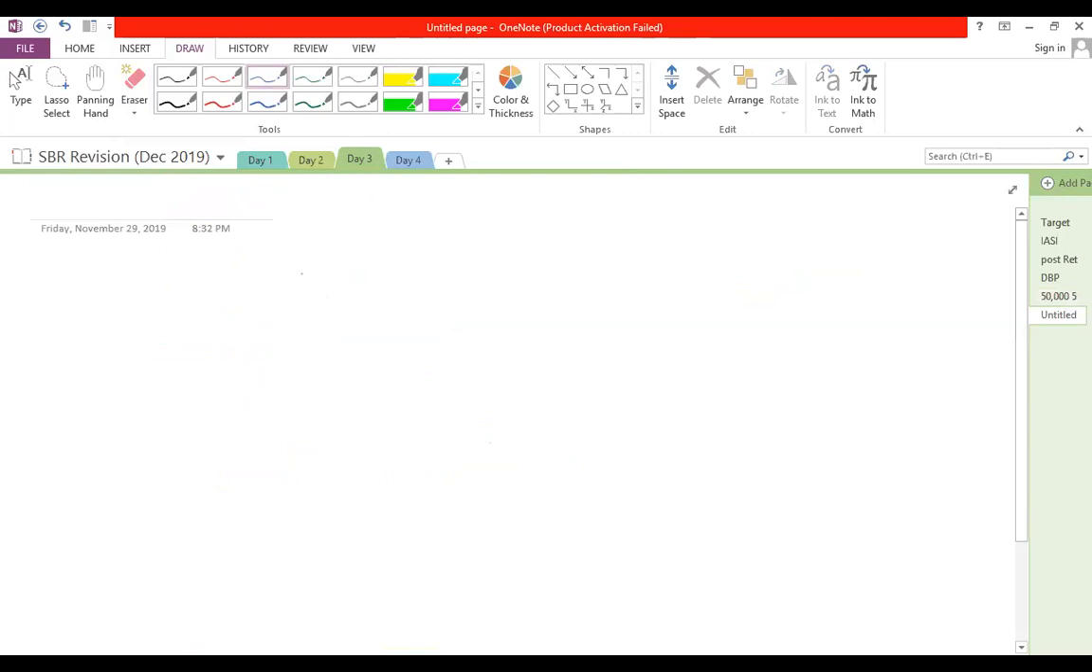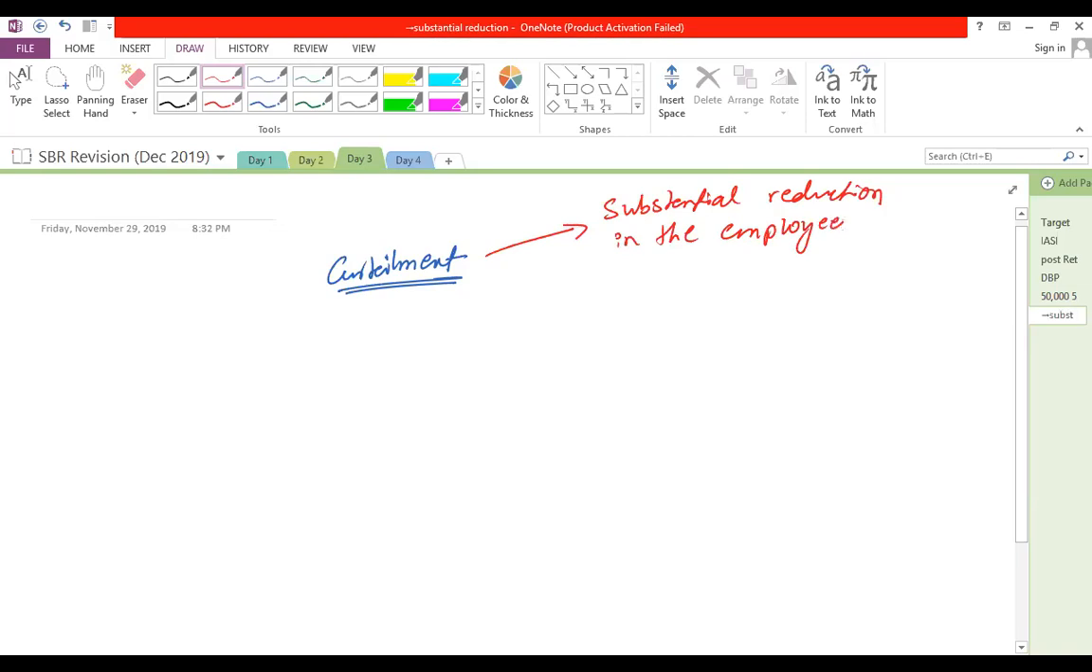And the next thing that we were discussing was the curtailment and settlement. Basically, what do we mean by curtailment? Curtailment means a substantial reduction in the employees in the plan. If we substantially reduce the employees in the plan, that is called curtailment. Because we are reducing the employees, the liability gets debited. So this is going to reduce our liability, which is a debit in the DBO.